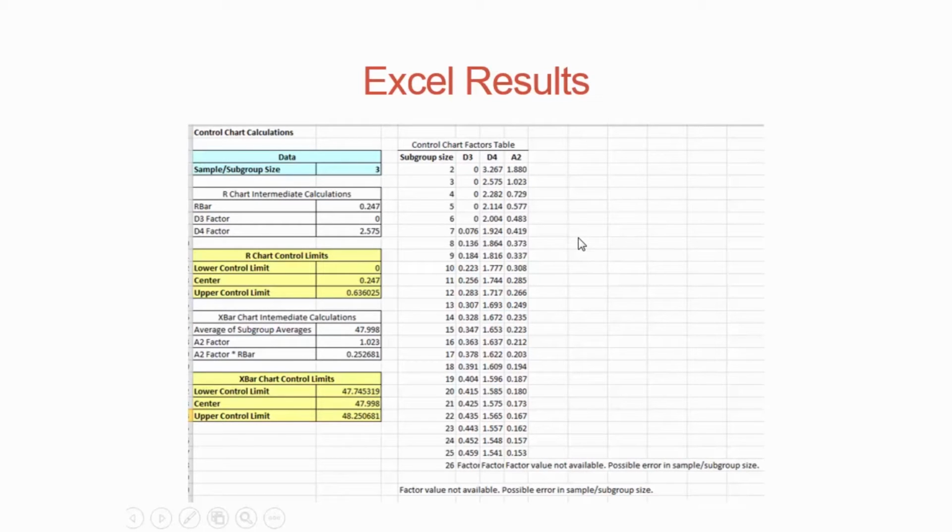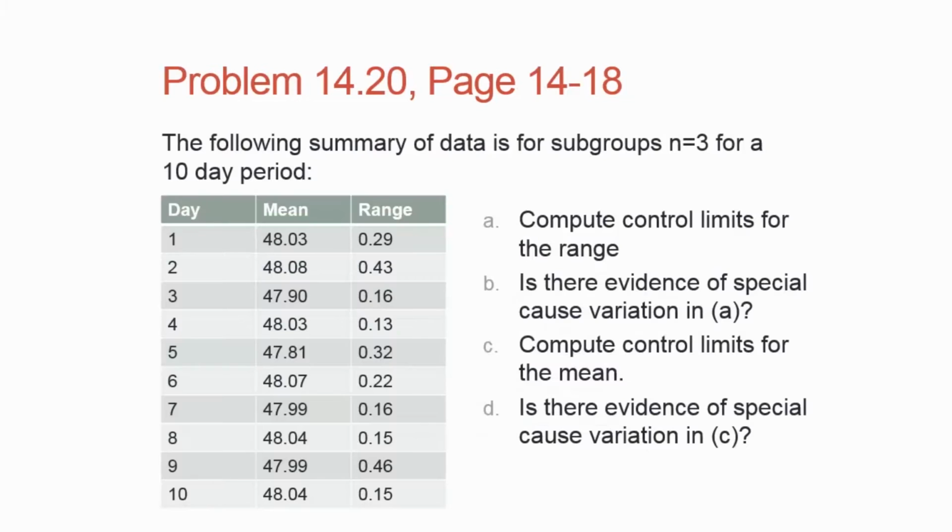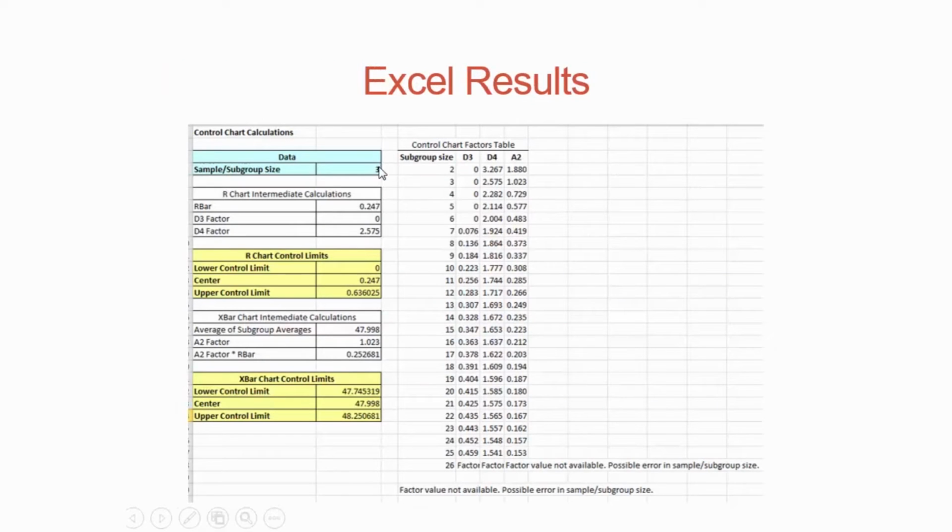And this is PHStat. Notice the first thing we put in there is n equals 3. That is our subgroup sample size, so the subgroup size is 3. And notice it gives us the D3 factor and the D4 factor that we need to use. It also calculates the R bar factor. And here are my observations.